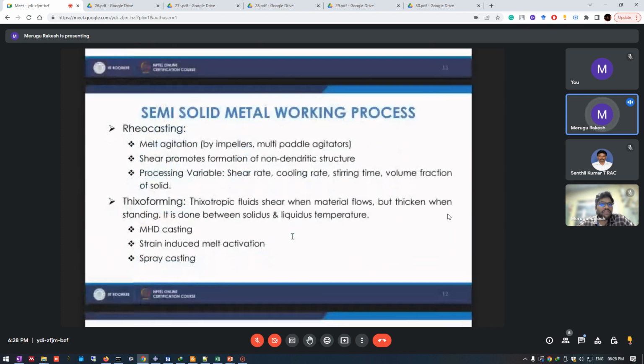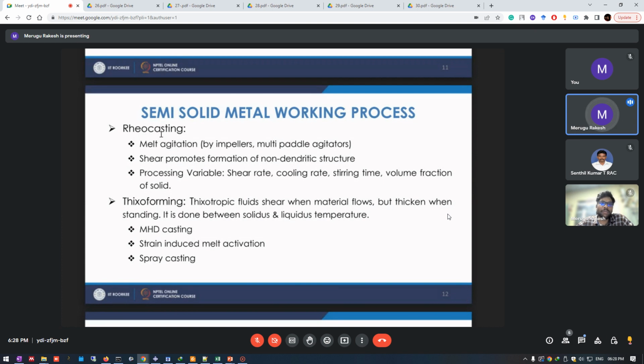Then we have the semi-solid metal working process. One is geocasting and thixoforming. So these frames of mobiles, in the past they used to come as steel-like metal frames. If you see the ones with the buttons, we used to have that frame. So that is how we get it, using geocasting or thixoforming. These are the two methods.